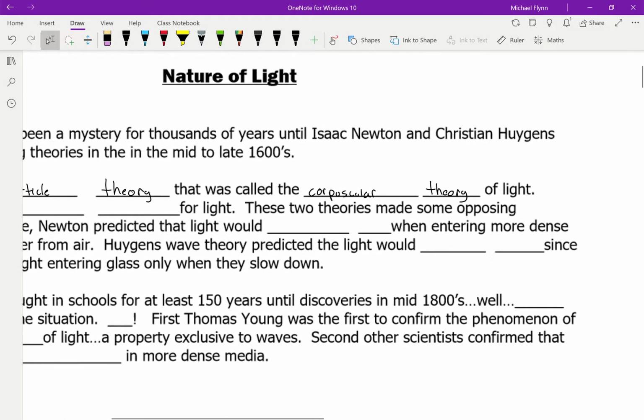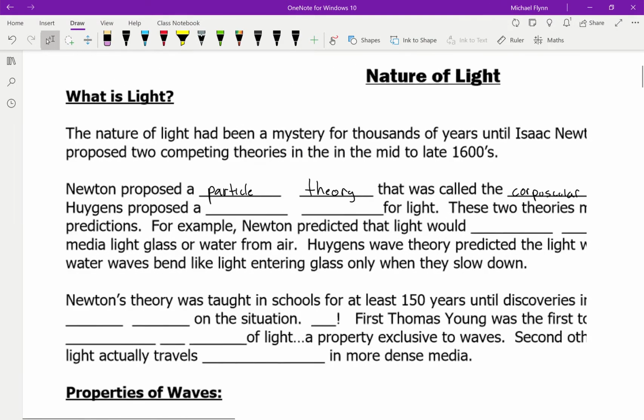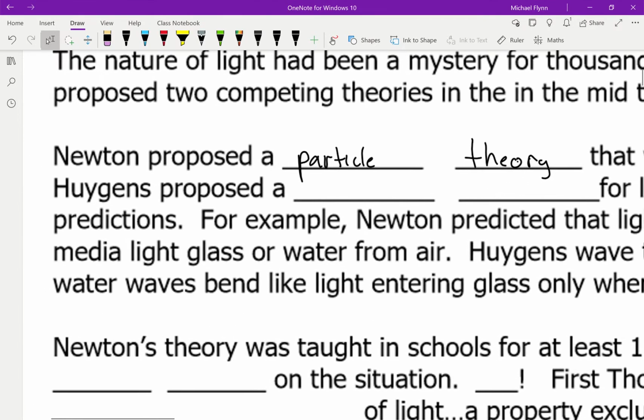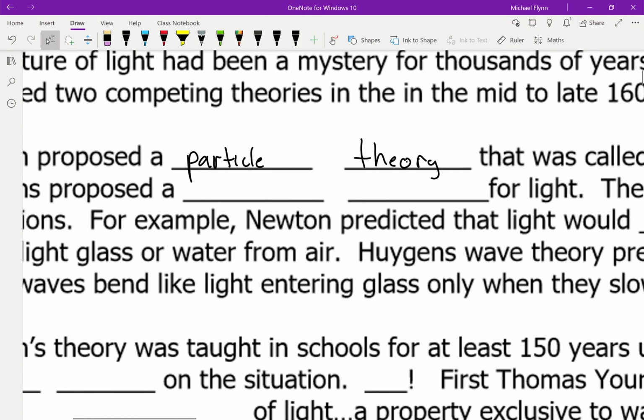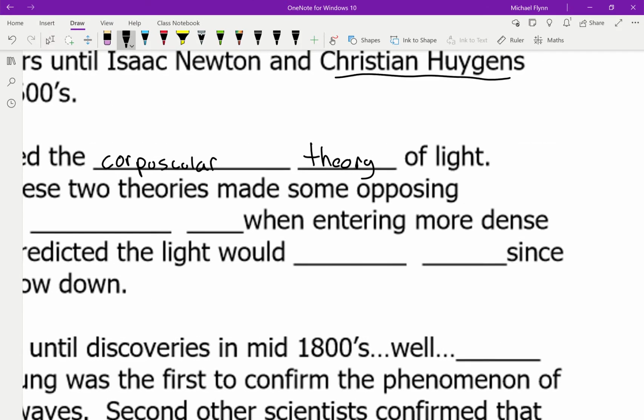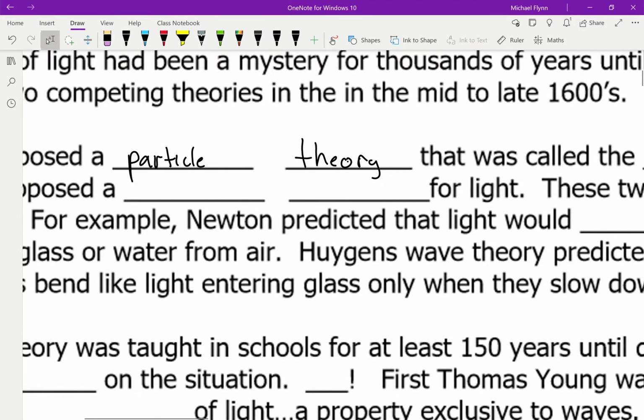Now this other guy, Christian Huygens. You probably never heard of him. That's how you spell his last name. His first name is Christian. So Christian Huygens, you see his name up here. Christian Huygens proposed a wave theory.